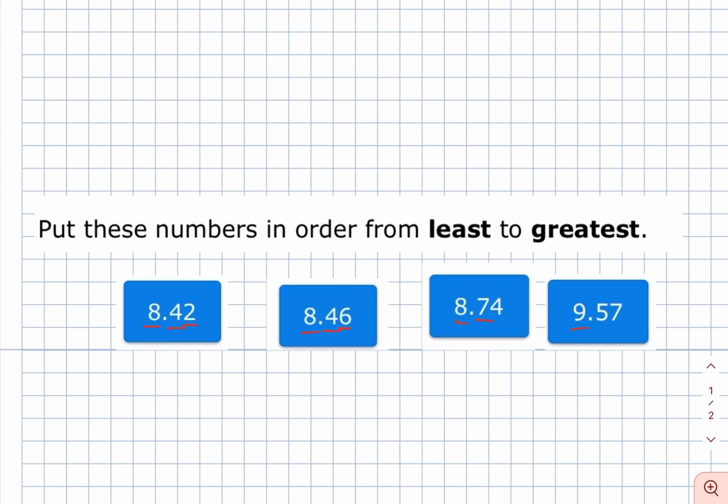So again, that process is looking at the first number, putting them in order, and if they're the same, like in this case, move over to the next number. If those are the same, move over to the next number. That's how you determine whether they're greater or less than each other.